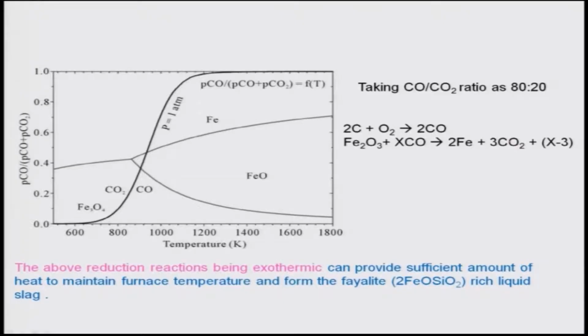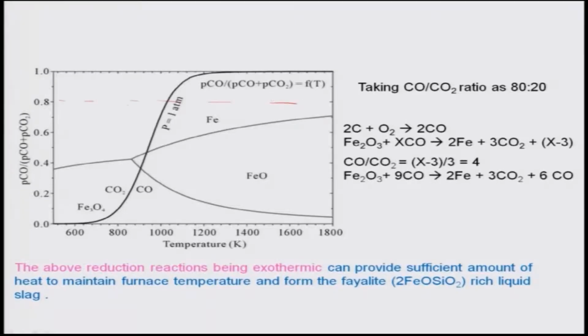Now, if you take the ratio of carbon monoxide to carbon dioxide, 80:2, that means it is basically 4. Looking at the partial pressure of CO divided by the partial pressure of CO plus the partial pressure of carbon dioxide, you will get around 0.8. So, if you maintain around 1000 to 1200, you will get the iron very easily, even at atmospheric pressure.